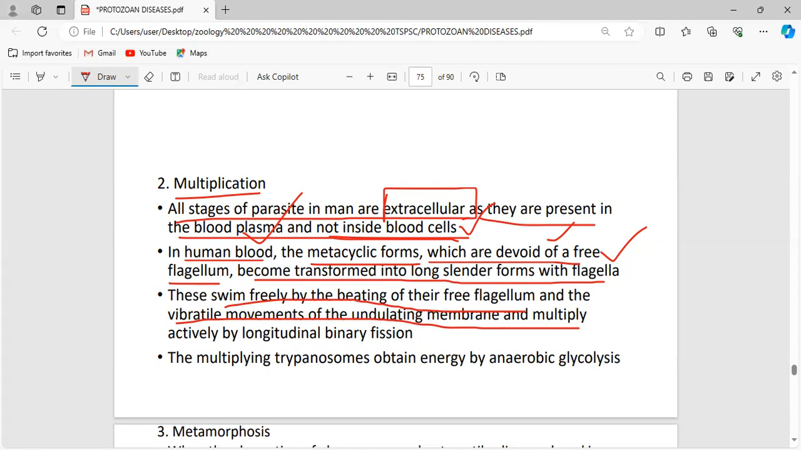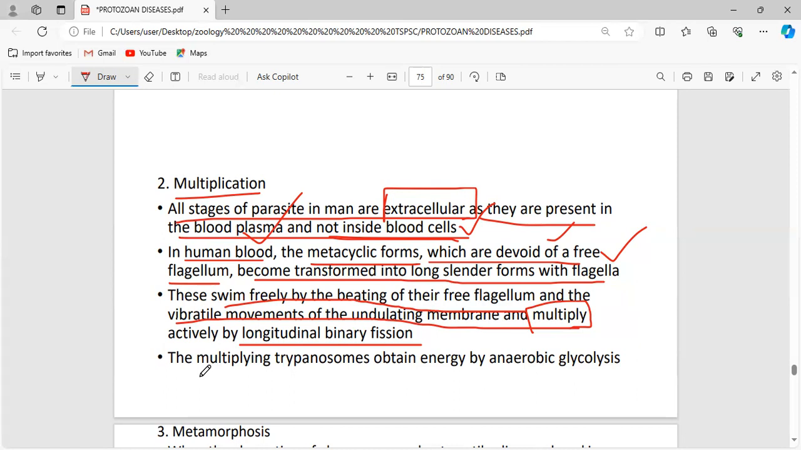Undulating movement is present in the trypanosome; we have read about it in the structure. Because of this membrane, the movement can be observed. And once it reaches the area where it is perfectly okay for reproduction, they undergo their asexual reproduction, that is binary fission. After it has multiplied, it needs to develop.